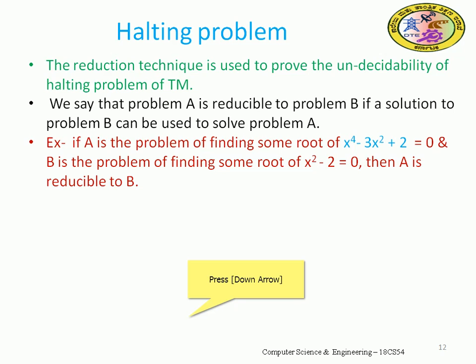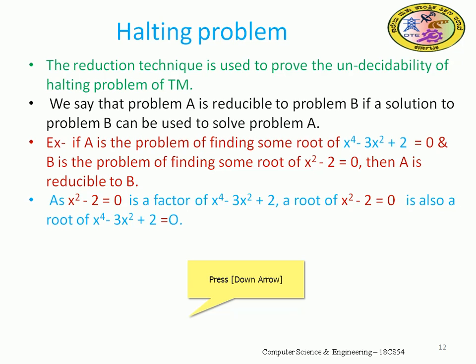So finding a solution for A is difficult, but you can transform A into B. B has some solution, and that solution we can use for the problem A. The same thing happens here, right? As x square minus 2 is equal to 0 is a factor of x power 4 minus 3x square plus 2, a root of x square minus 2 is equal to 0 is also a root of x power 4 minus 3x square plus 2 is equal to 0, right? x square minus 2 is a factor of this, and its root is also a root of x power 4 minus 3x square plus 2 is equal to 0.